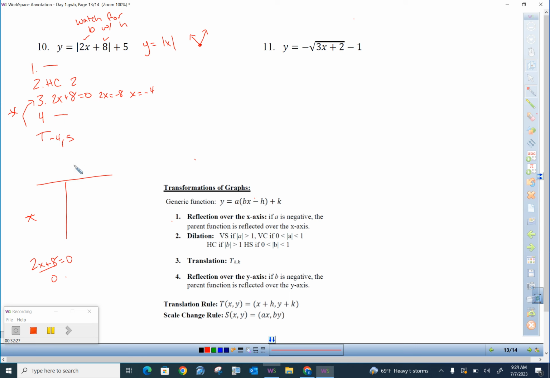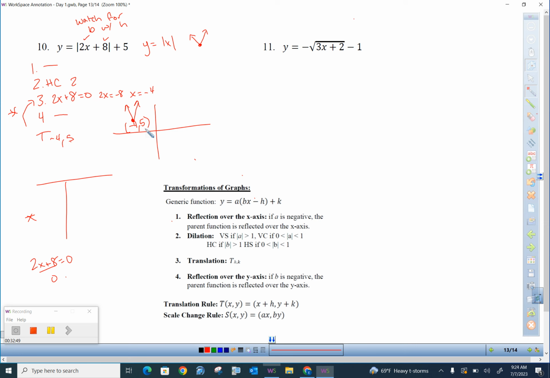And then step 4, we don't have one. And that's the only thing that's different here. When we talk about this, our ordered pair is at negative 4, 5. And horizontally compressed means this thing gets skinnier by a factor of 2. And then always labeling that point.